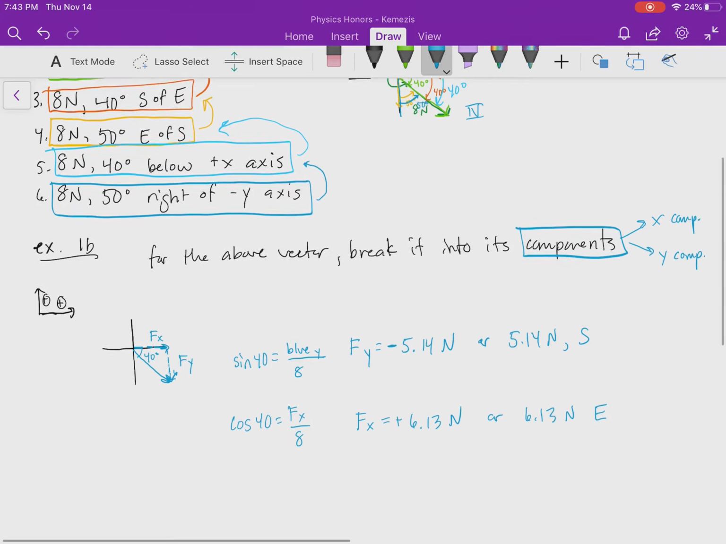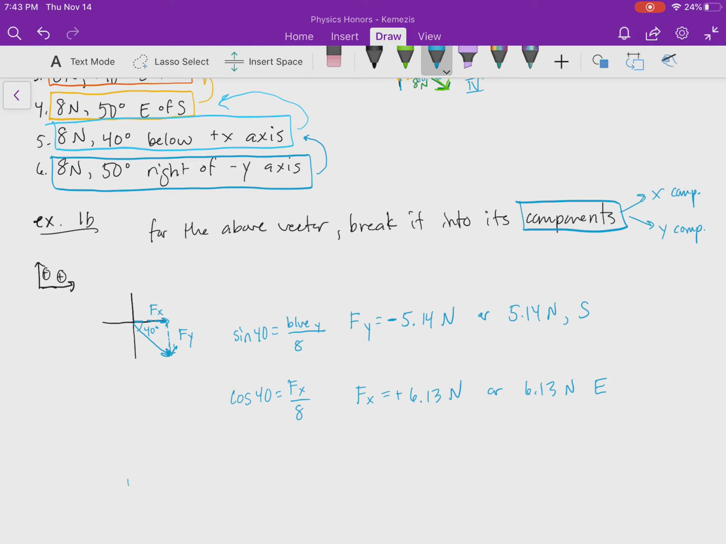And if you did not give the directionality on the y and you just said 5.14, people would assume that we went 5.14 up, and then 6.13 over, and that this is our resultant of 8 newtons, but this vector that I just drew is not the vector that I broke down. So you need to make sure that when you add your components together, they add to the resultant that you had, and just redraw it. And if you see that you are getting the wrong resultant vector, then you just need to double check your sign on your x or your y, or the directionality on your x and your y.